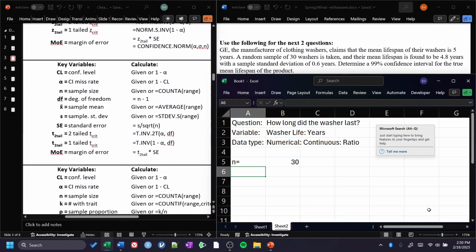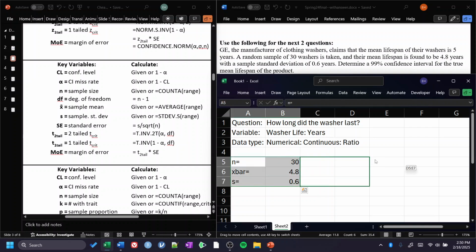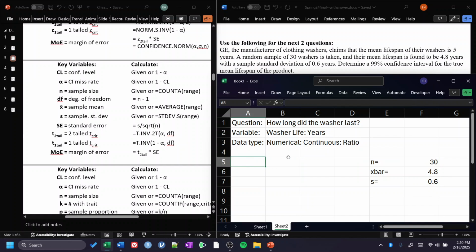Okay, the next thing, it says their mean lifespan is found to be 4.8. So I'm going to call this x bar is equal to 4.8 years. And then we have a sample standard deviation s, which is equal to 0.6. Okay, so I'm just starting with those because that's just what's given here. And then I'm going to go over to my key variables and take a look at some of these. I'm actually going to take what I know and drag it over to the side. I'm going to order it into the order that I want in just a second. The first thing that it asks for in my key variables is a confidence level. So the confidence level that it asks for is a 99% confidence interval.